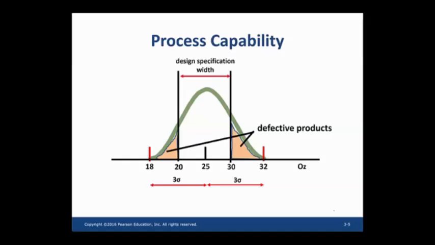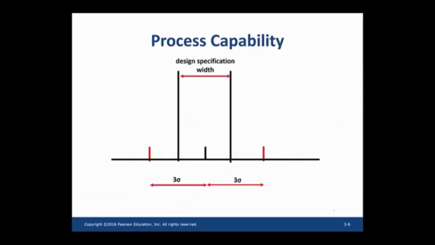And these products are defective because they don't fall within the design specification width. Clearly, this process is not capable of producing products because not all of 99.73% of products fall within the design specification limits. Now, the question is, how can we quantify this process capability idea, right? So it is by comparing two measures. One, design width, and the other one is to compare the Six Sigma distance.